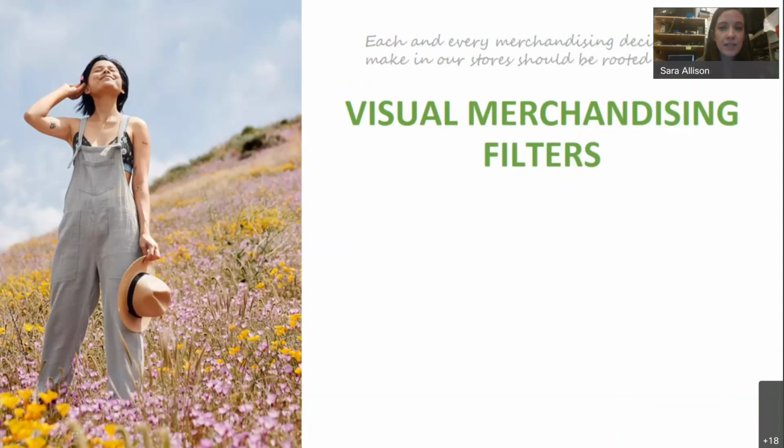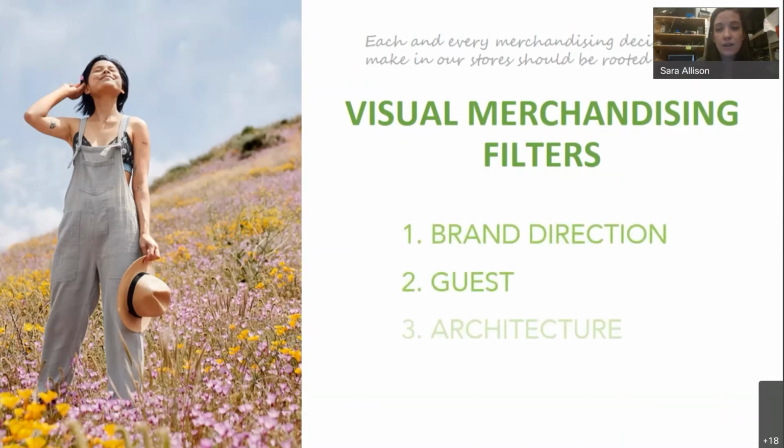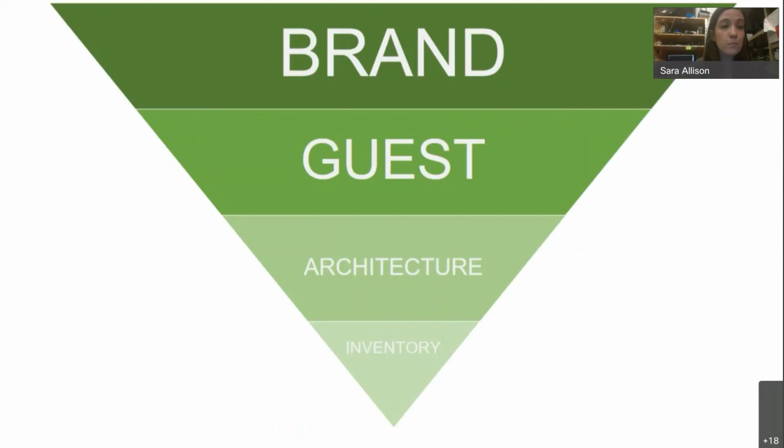Okay, so now we are shifting into the visual merchandising filters and really looking at them through an Aerie lens and how they would each show up for us as we are looking to maybe make adjustments or make decisions in our stores. So each and every merchandising decision we make in the store should be rooted in the visual merchandising filters, which are as follows. So we've got brand direction, we have our guests, we have architecture, and then we have inventory. And they are ordered in an order of importance.